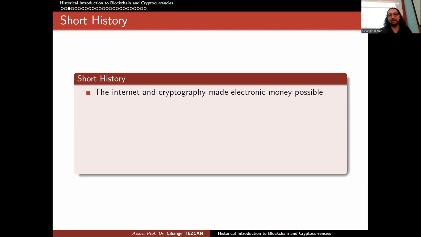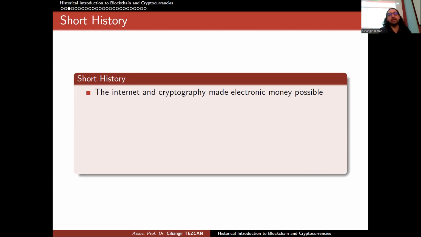Okay, so let's start with a short history and see why we have cryptocurrencies, or how we obtained a technology like a blockchain. The short history is as follows. The internet and cryptography made electronic money possible. The internet allowed us to connect to many devices, and cryptography, with public key cryptography, allowed us to communicate in a secure way. So this raised the question of whether we can make electronic money.